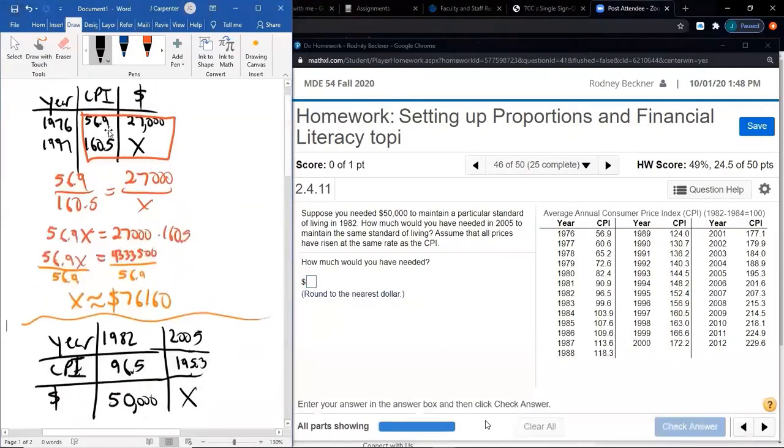All right, so again, one problem, I set it up this way as a table. The next problem, I did it this way. It's just a matter of making sure that this CPI goes with this year and this CPI goes with that year. I can't swap those. Everything will be fine once we set up our proportion.